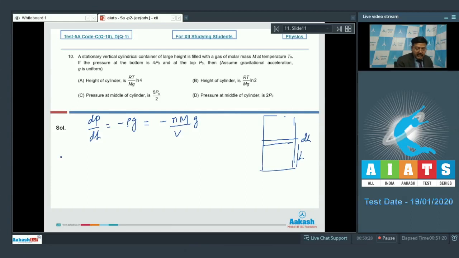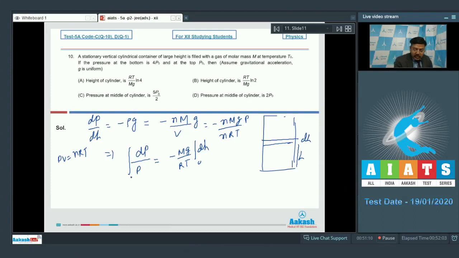We can apply the ideal gas equation to eliminate V because options do not involve V. So we can write, since PV is equal to nRT, V can be substituted by nRT by P. So this is equal to minus n mg divided by nRT by P, and then we have a differential equation which can be solved. So dP by P then is equal to minus mg by RT dh. Temperature is constant. Let's integrate now.